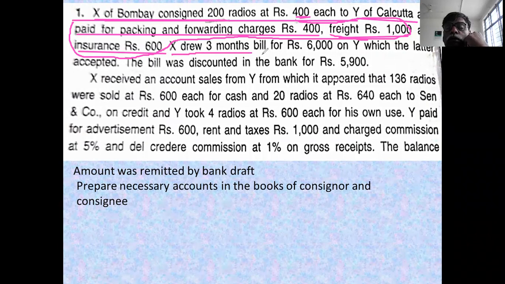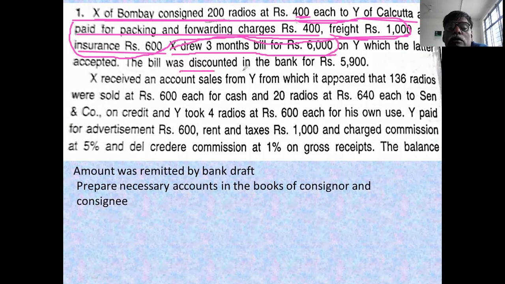X drew a 3 months bill for rupees 6,000 on Y, which is later accepted. Accepted means it is accepted by Y. Therefore, it is a bill of exchange. It is advance. The advance comes in the consignee account, credit side, first item. Remember this. This is the consignee account item.